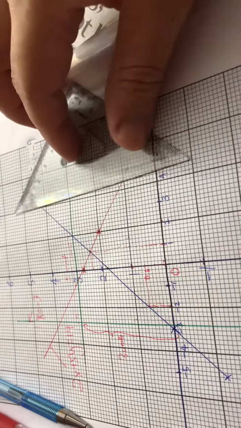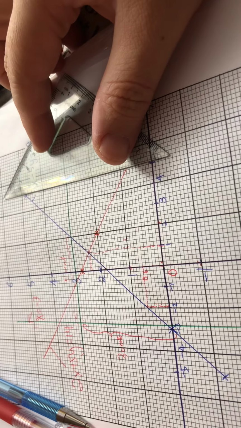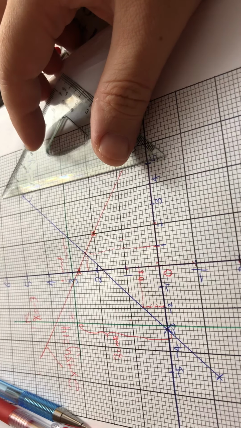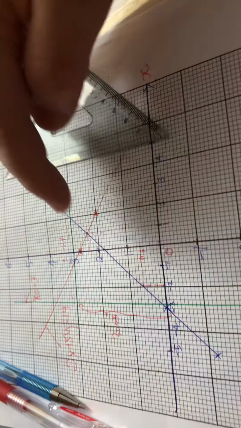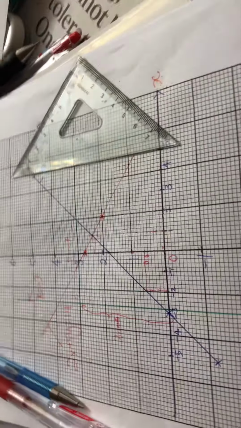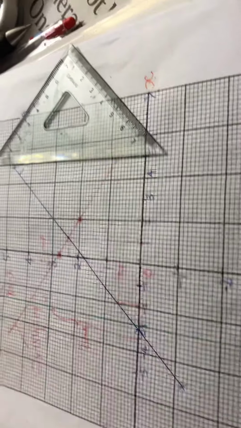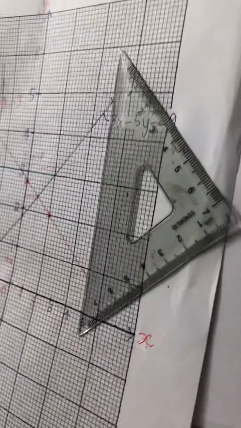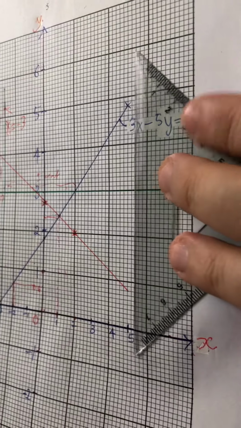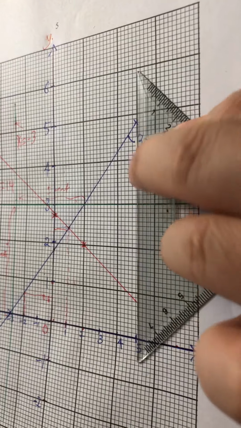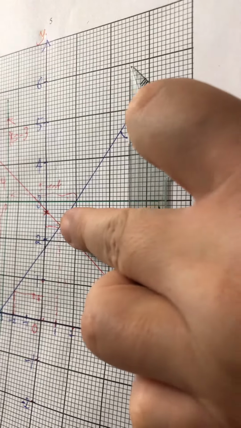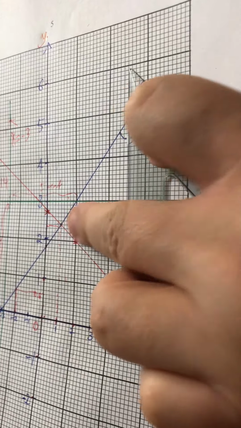So what they want you to do is to find the area surrounded by this line, this red one, and this blue one. So it's this triangle. So what you can do is you turn this paper around. Does it become a triangle you're familiar with, whereby this is the base and this to here is the height?